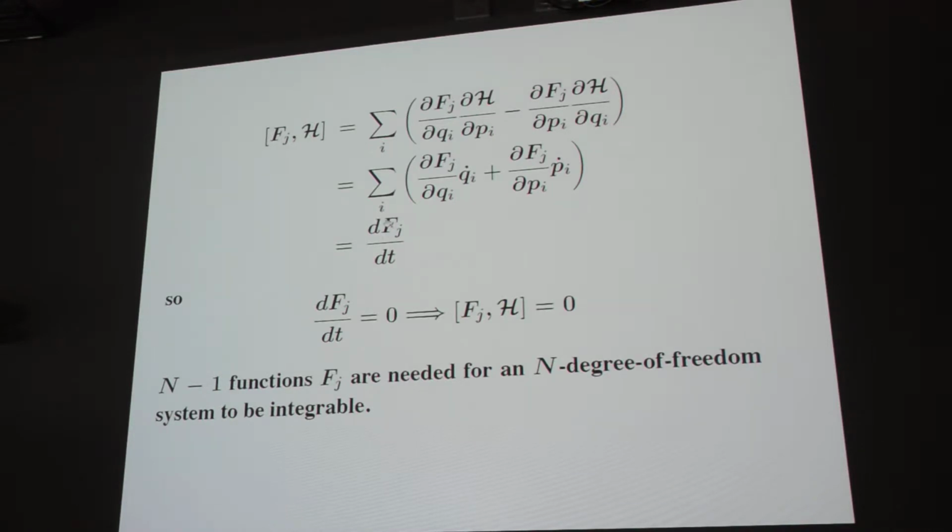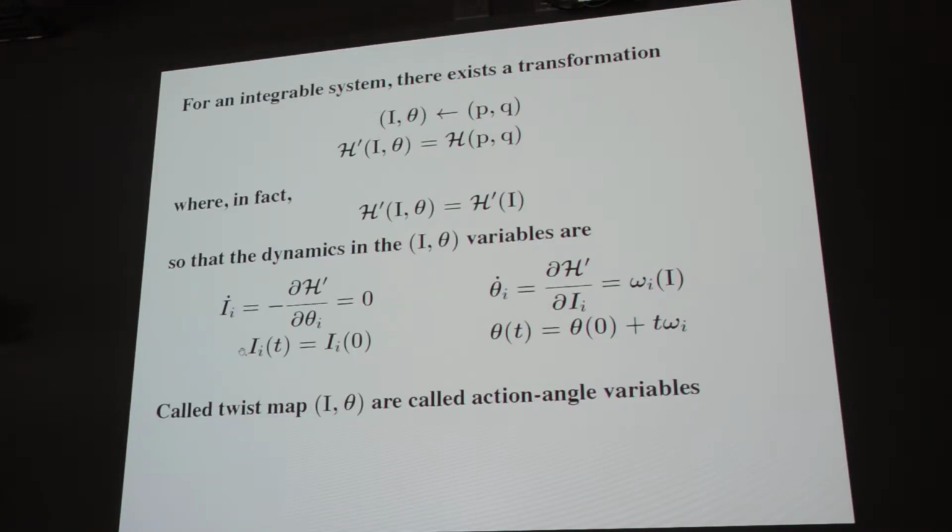Let's see. dfj/dt is the Poisson bracket of fj with h. So if f is conserved, then the Poisson bracket of fj with h is zero. So we need n minus 1 functions for an n degree of freedom system to be integrable. We already have one, so we need n minus 1 of them.